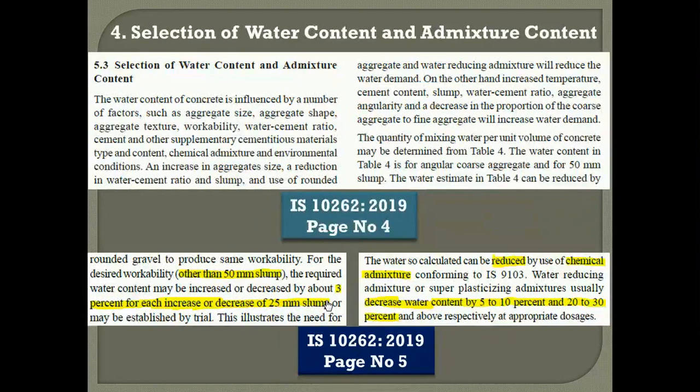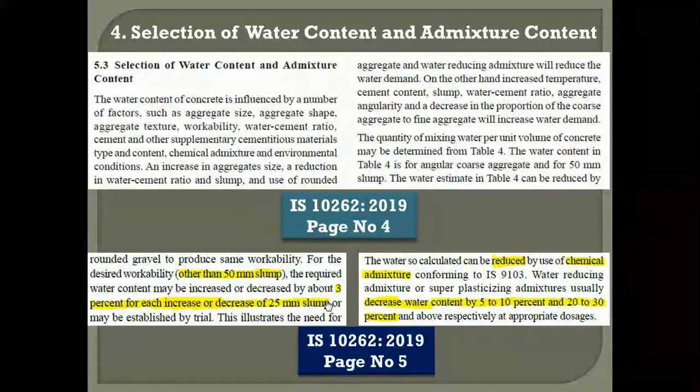Next is the fourth step, that is the selection of water content and admixture content. These are the pictures I have taken from the code book itself, so no need to worry. Whichever is the important part, that much I have highlighted.